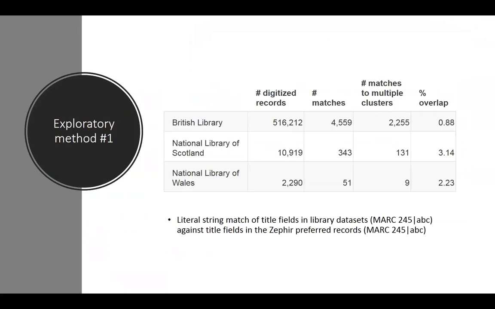So we started moving on towards more exploratory methods, the first of which was just to do a literal string match of title fields in the library datasets, in the MARC 245 title field. And this started to get us a bit further. The problem with this is that it was doing a literal match. It wasn't even doing any processing. It wasn't decapitalizing. It wasn't doing any fuzzy logic. It was just literally trying to match strings of text. And we started to see around a 3% match maximum here. Of course, we're not expecting there to be 100% match across the collections, but we're not thinking realistically that this is showing us how many records are actually matched.